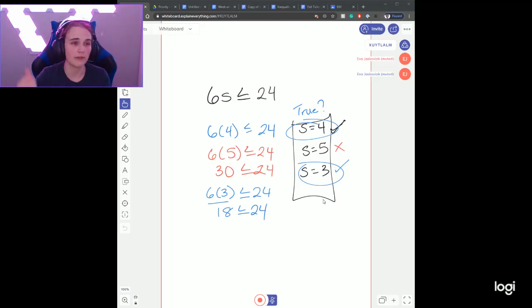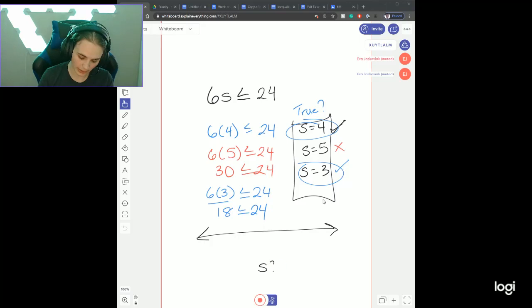And if you think about it, if s is 2, 6 times 2 is 12, 6 times 1 is 6, the numbers just keep getting smaller, which is always going to be smaller than 24. So if we're looking at a number line, we're trying to figure out where s is going to go on this number line. We know that s could be 4. We know that s could be 3. In fact, we know that s can be 4 and anything smaller than 4. That's just going to keep on making the number smaller and smaller than 24 when you multiply it by 6.